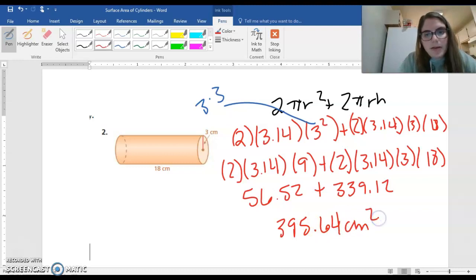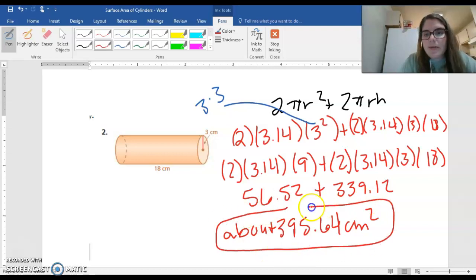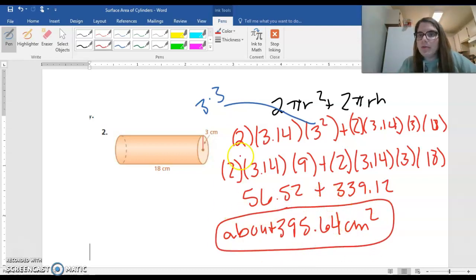Centimeters squared. And remember, it's about that big. Make sure that when you're doing your assignment, you look to see what they want you to round to. Do they want you to round to the hundredths place? Do they want you to round to the tenths place? You have to look to see where they want you to round to, because they might count it wrong if you put too many numbers.